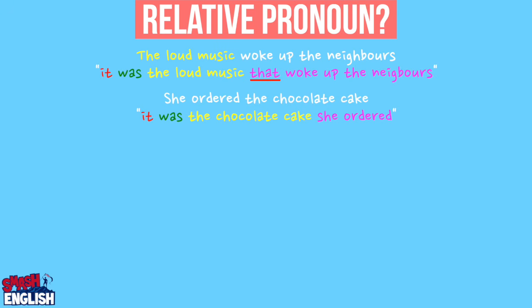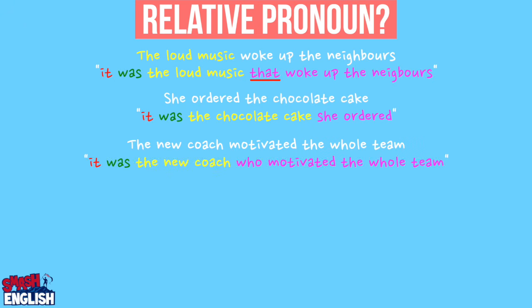Let's have a look at another one. Our original sentence is "the new coach motivated the whole team." What would the cleft be? "It was the new coach who motivated the whole team." Here we must keep "that" or "who" because the new coach is the subject of our original sentence and it is what we are clefting.